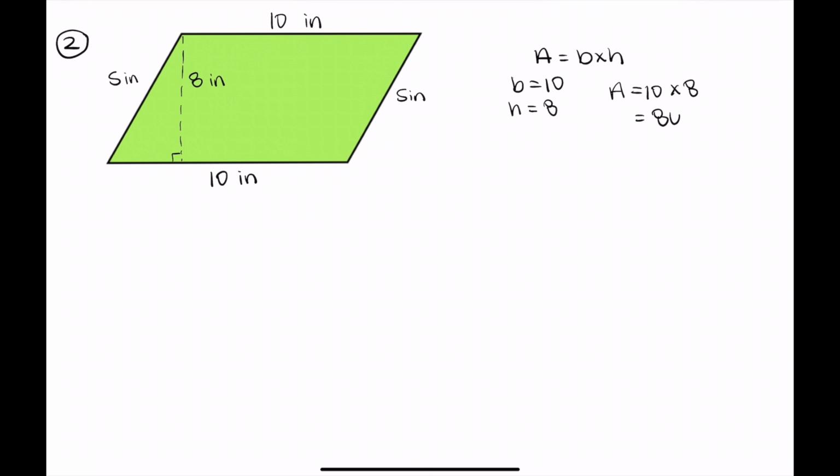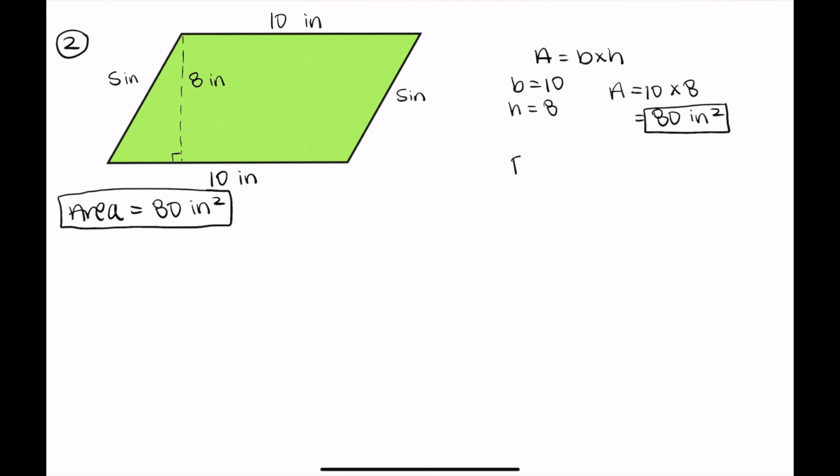If you recall, the formula for area of a parallelogram is just base times height. So we're given the base here, it's 10, and our perpendicular height is 8. So we know that we'll just do 10 times 8, and when we do that, our area comes out to 80 inches squared. Now that we've done our area, we'll move on to perimeter.